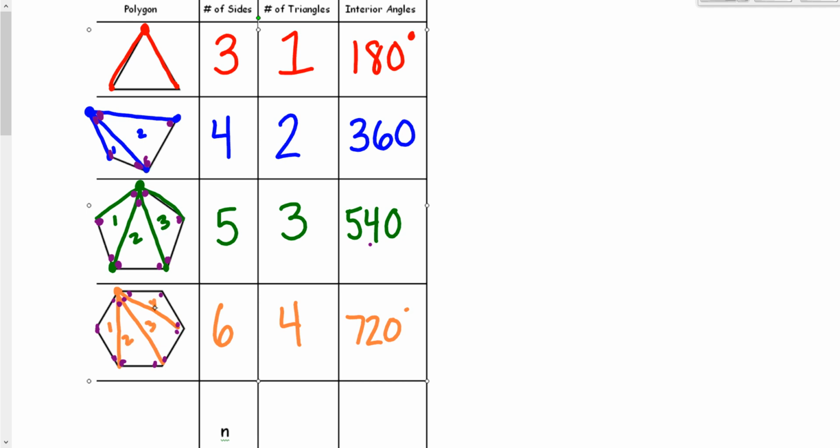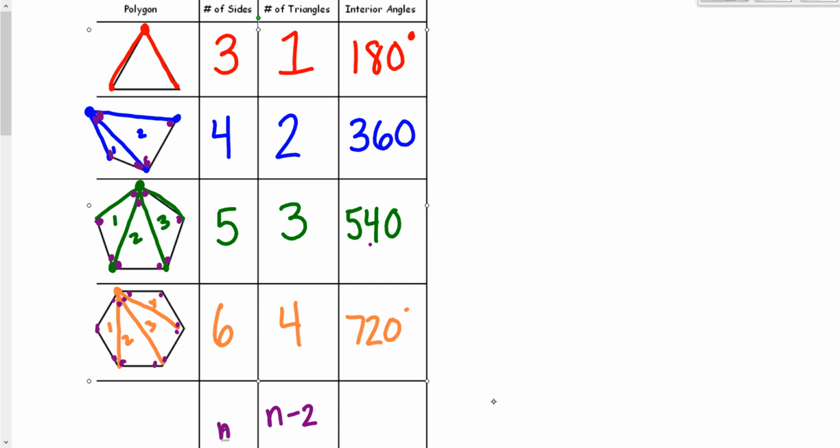So now, how can I apply this information for any general case? So my value n, the general case of any sided shape, how many triangles would I make on the inside? Well, what is the pattern from the first column to the second? Well, I'm subtracting by 2. So the number of triangles inside is n minus 2.